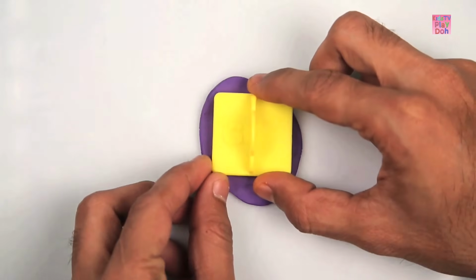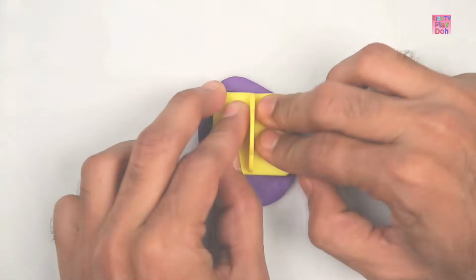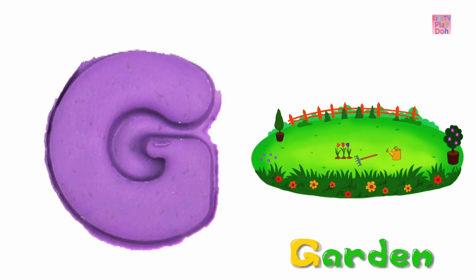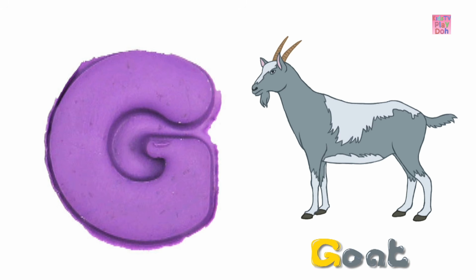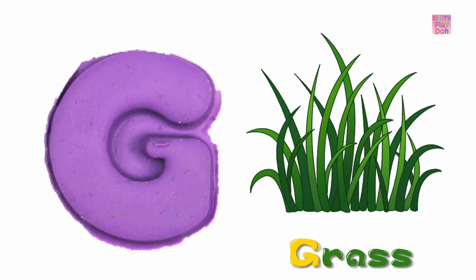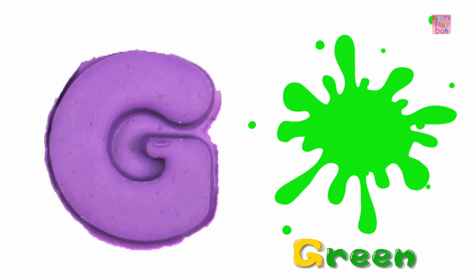Here comes the letter G. G. G is for garden. Garden. G is for goat. Goat. G is for grass. Grass. G is for green. Green.